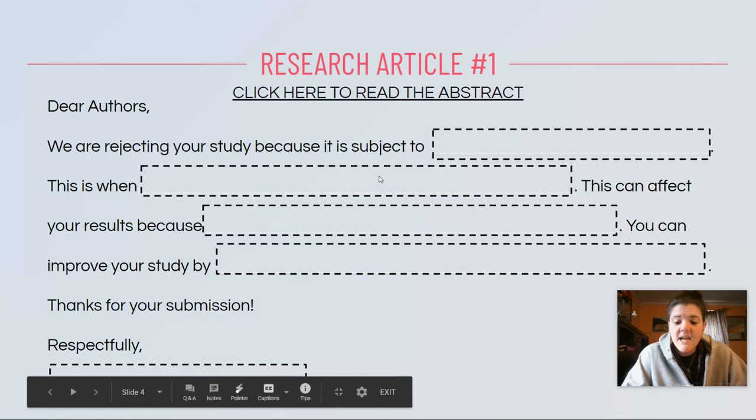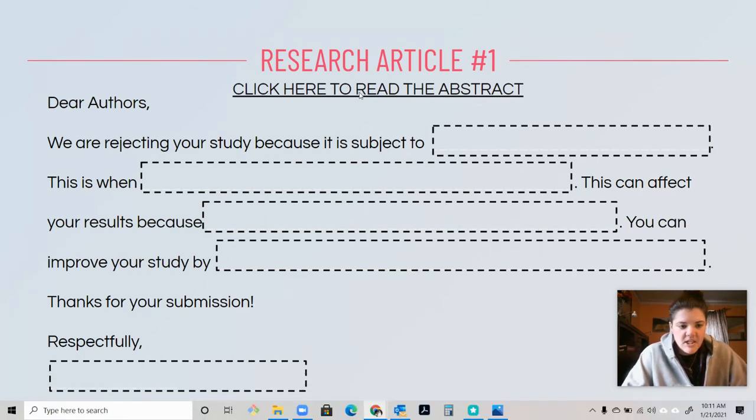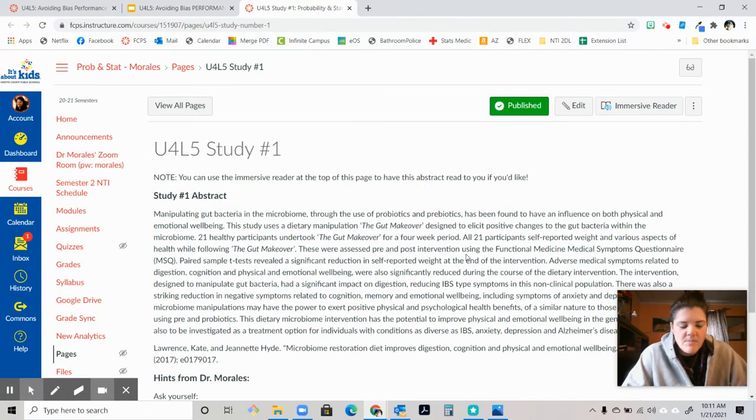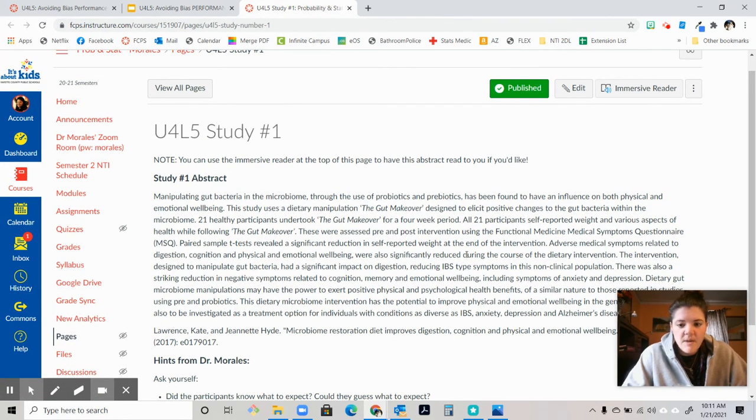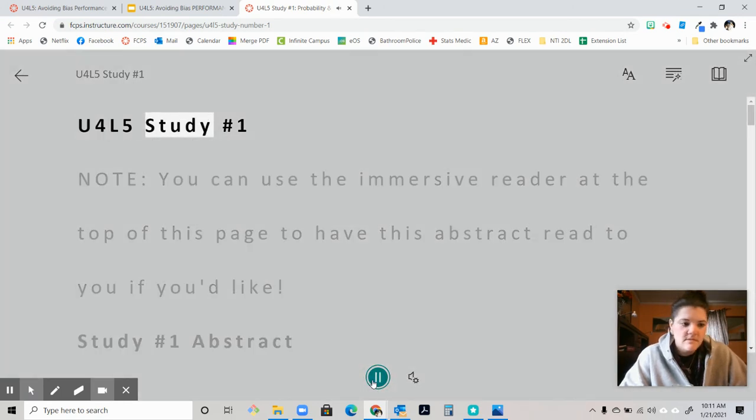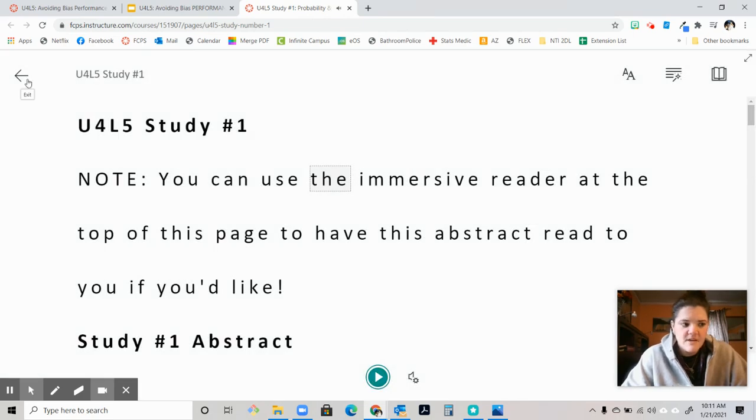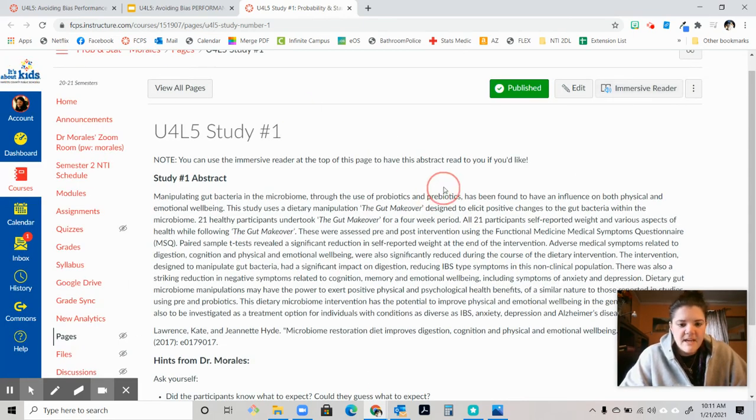So to read the study that was rejected, you're going to click the link and it will open up this page. If you are a person that likes to hear things read to you, you can click the immersive reader button and it will read it to you. So that's an option there for you if you're not a big fan of reading long paragraphs. I believe it can also read to you in other languages if that's something that you're interested in.